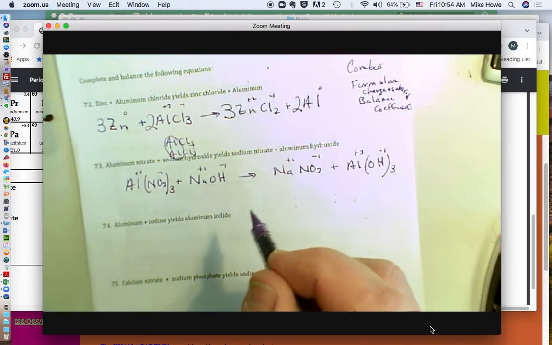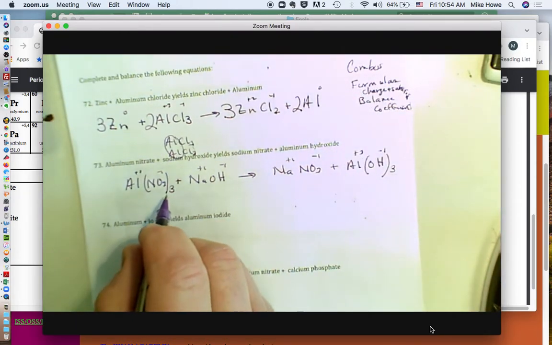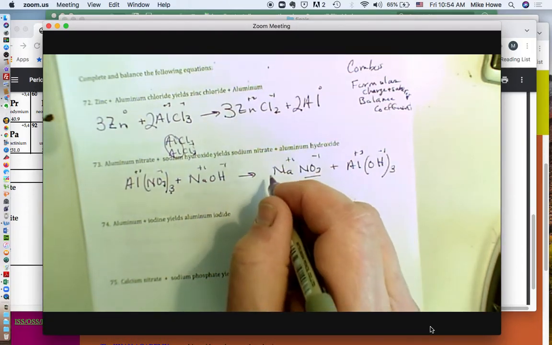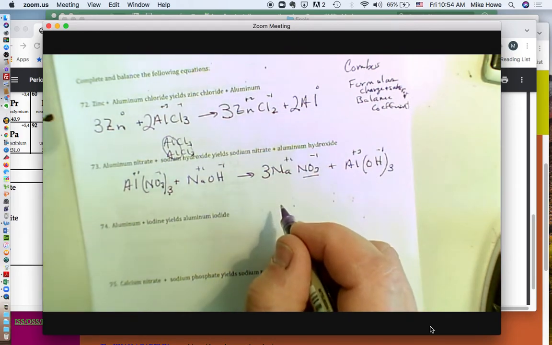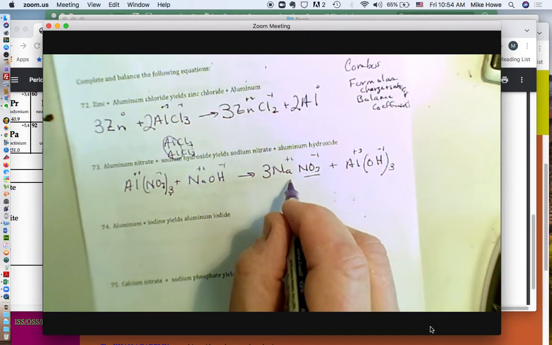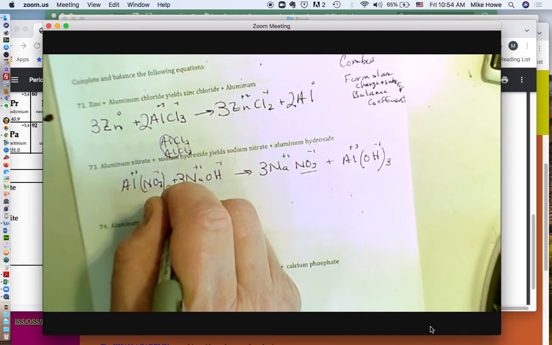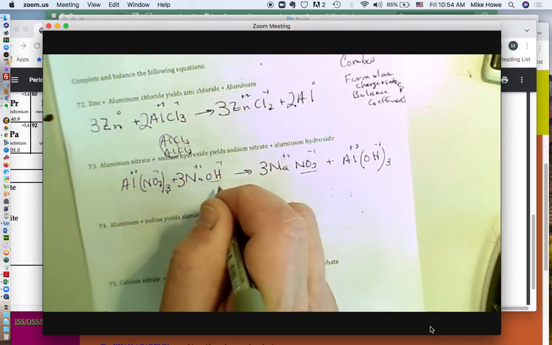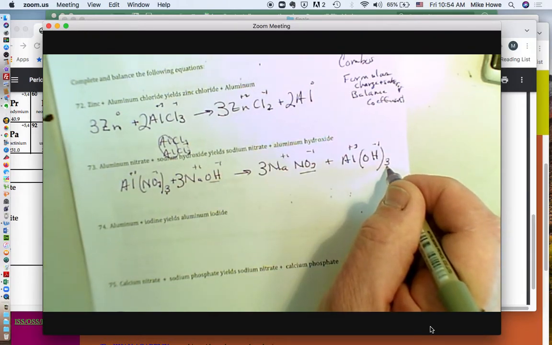Now balancing, what's uneven? Well, it looks to me like I've got 3 NO3s here, but there's only 1 NO3 over here, so I'll put a 3 in front. The side effect was it made 3 atoms of Na, so you come over here and put a 3 in to make 3 Nas. That has a side effect too. It makes 3 OHs, but over here you have 3 OHs, and so now you're finished.